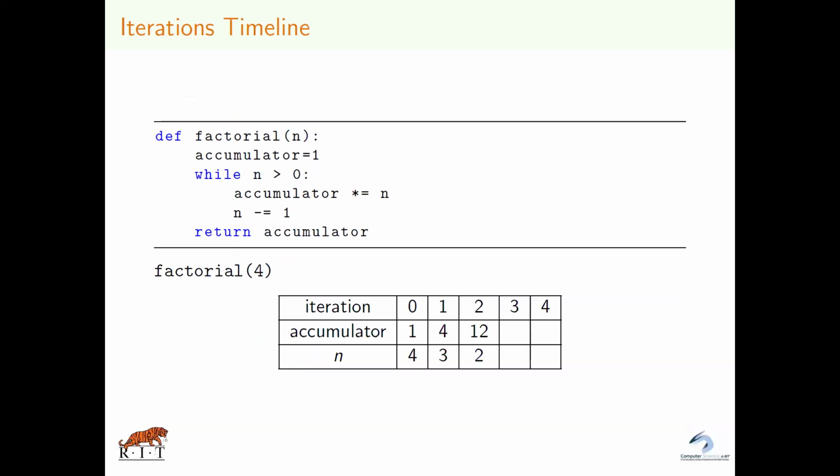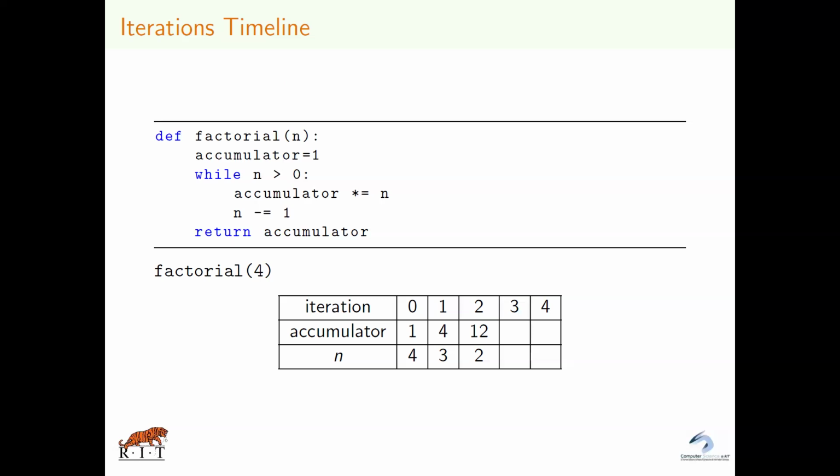So with recursion we had the substitution trace notion. With loops we have the timeline notion. So timeline is just a table where we have the number of iteration 0, iteration 1, and so on. And we just list the values of variables at each iteration.